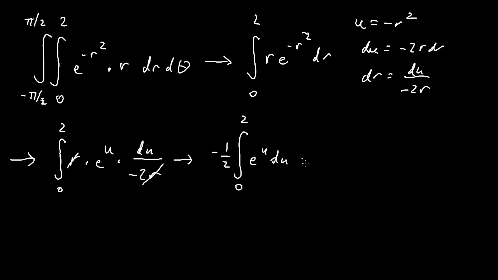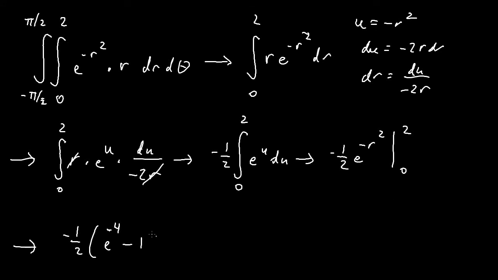Now the integral of e to the u is e to the u, so we have negative 1/2 e to the u, which is equal to negative r squared, so I can plug that back in. Then we can evaluate it from 0 to 2. If I plug in 2, we get negative 1/2 times e to the 2 squared, which is 4, times negative 1, so negative 4. And then minus, when I plug in 0, e to the 0 is just 1. If I distribute the negative, we get 1/2 times 1 minus e to the negative 4.